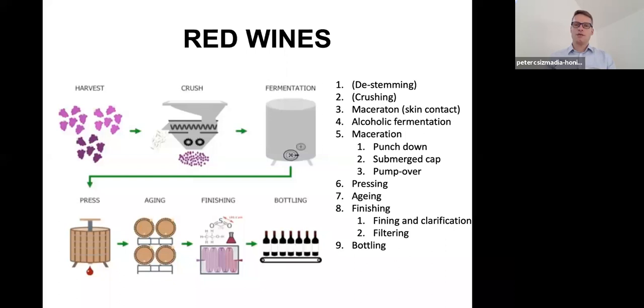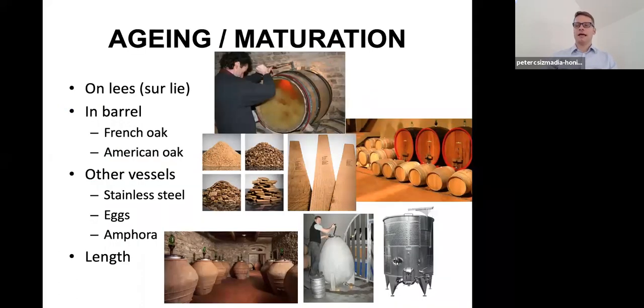So we have reviewed white wine, rosé, and red wine making in terms of how we deal with either color or extraction, or making sure that we keep the finesse of the fruit itself. Let us then, in the next step, look at aging and maturation.